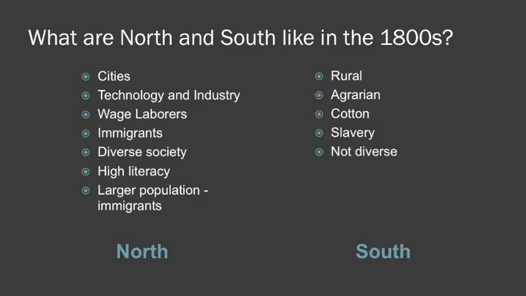The South is not diverse in terms of immigrants. Again, most immigrants go to the North, where it's easier to find entry level factory jobs to make a wage. The South does not invest much in public education, so that's another difference in terms of literacy and education level. And there are fewer people in the South. There are not as many big cities, not as many immigrants, so fewer people live in the South.